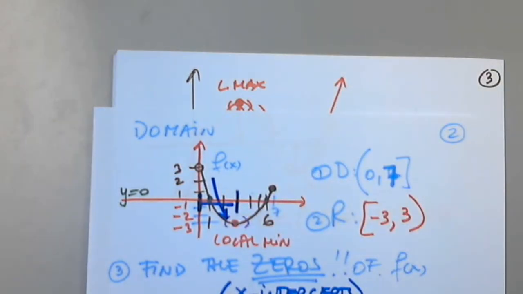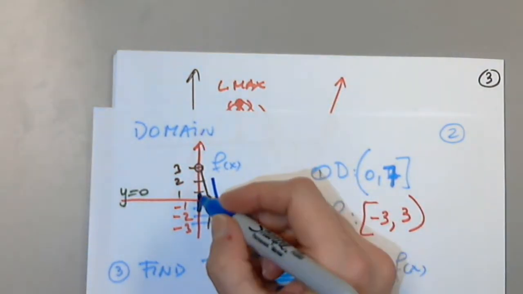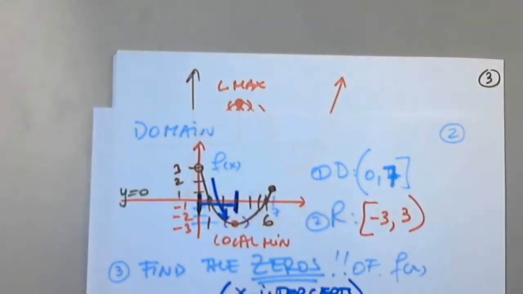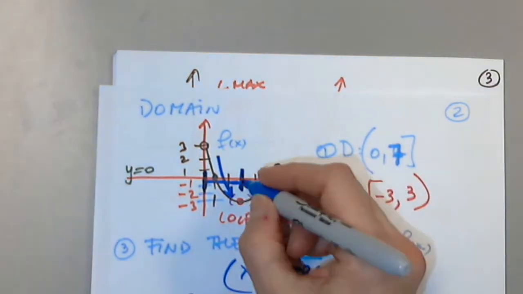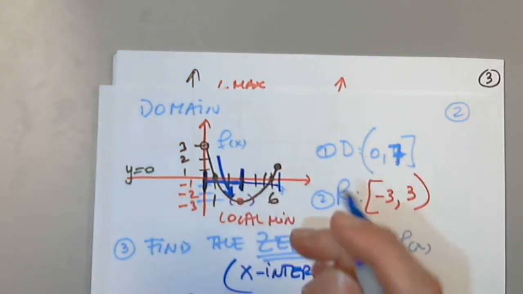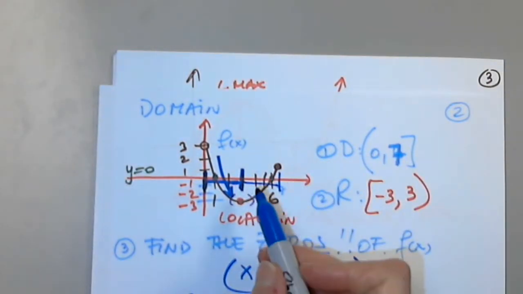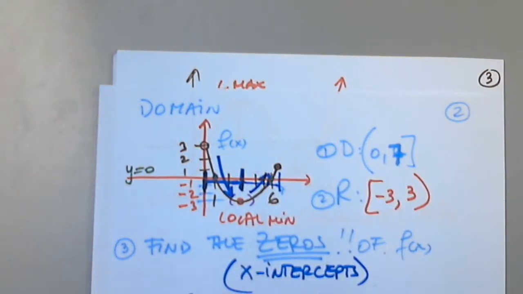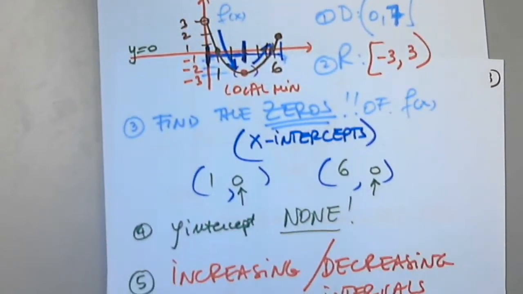Decrease. I'm not asked to say from what value to what value. I'm only asked to say the trend between 0 and 3 is decreasing. What is the trend between 3 and 7 now? For x values between 3 and 7, the trend is increasing. So that's all I have to write.